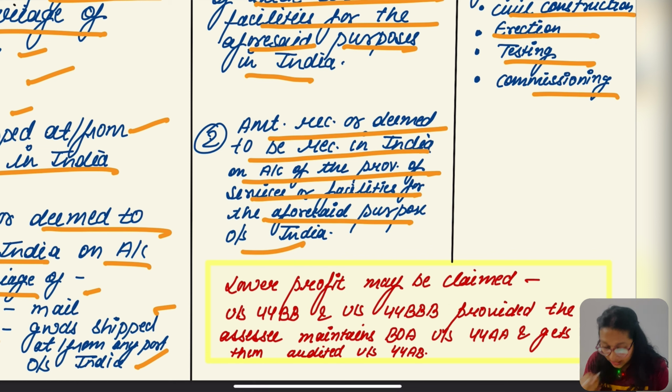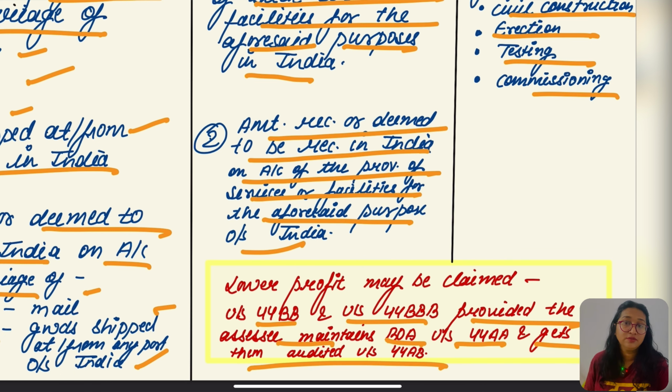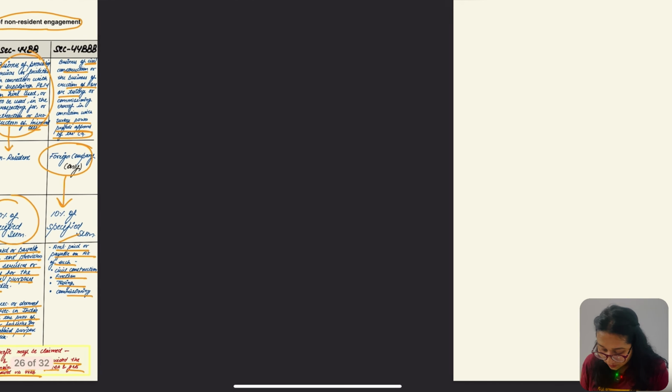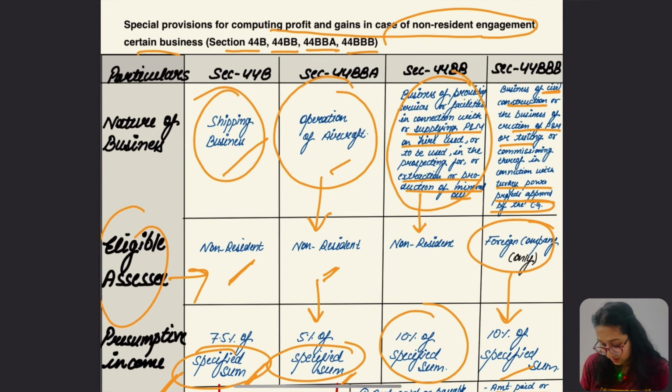Now let's check what I have written. The lower profit may be claimed under section 44B and 44BBB provided the SSE maintains books of accounts under section 44AA and gets them audited under section 44AB. So this was the last point of this lecture.